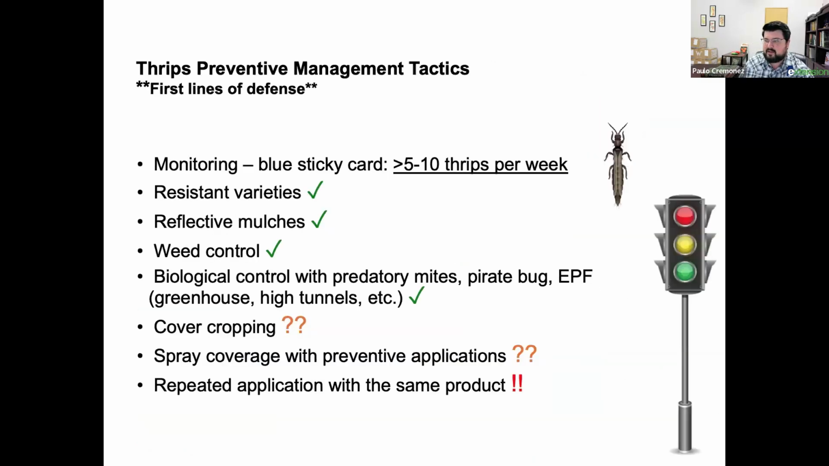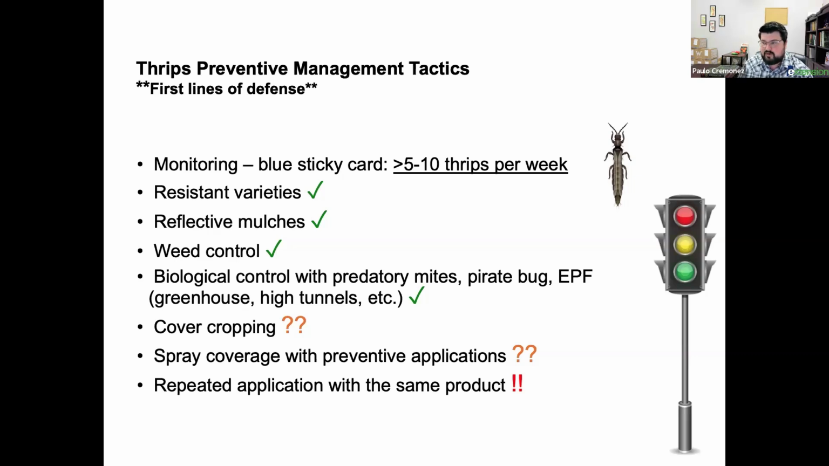Preventive management tactics. Again, the first lines of defense, we talked about that. Monitoring using blue sticky cards: if you find more than 5 to 10 thrips per week, then you have your action threshold.